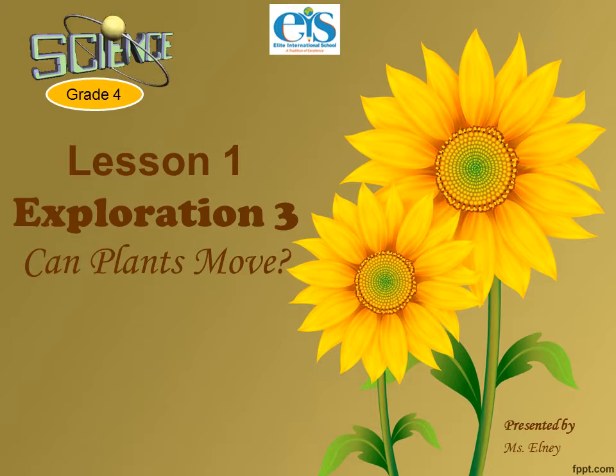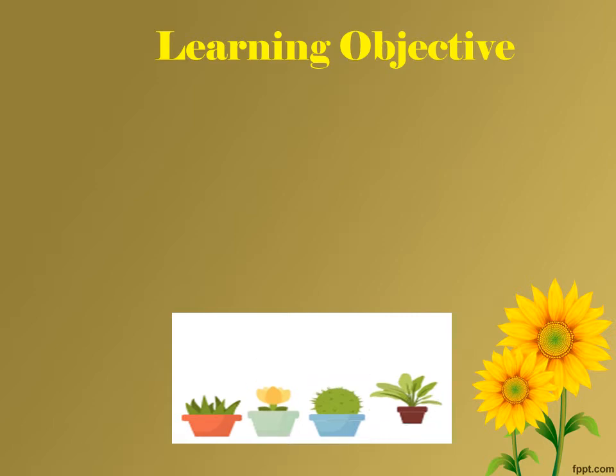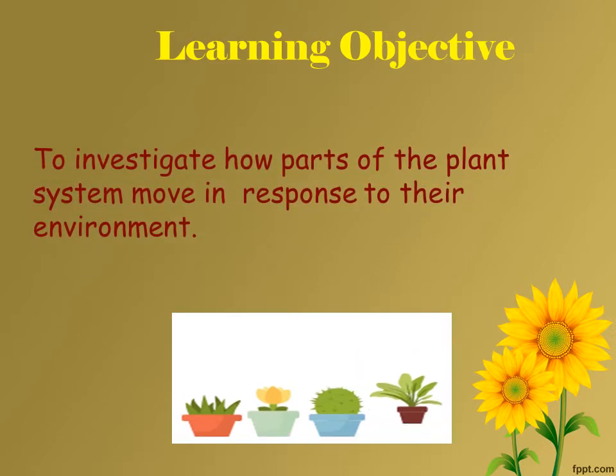Today is another science lesson, and we are now in exploration 3 of lesson 1. Can plants move? Let's find out. For the learning objective, today we are going to investigate how parts of the plant system move in response to their environment. Like humans and animals, plants also respond to their stimuli or to their environment, such as gravity, light, and touch.